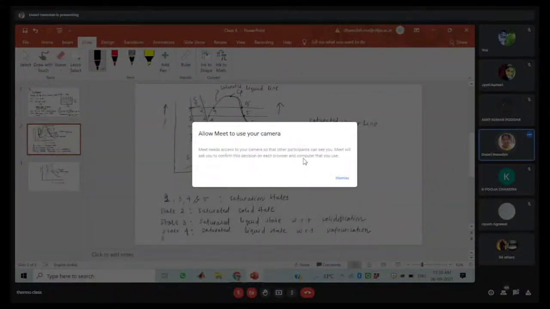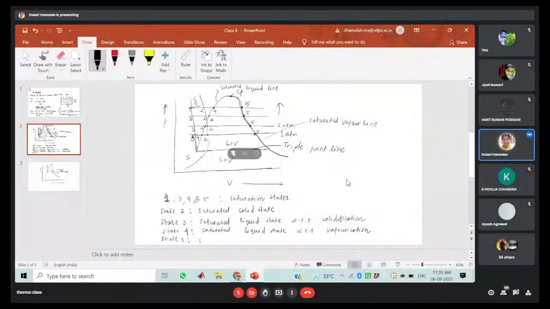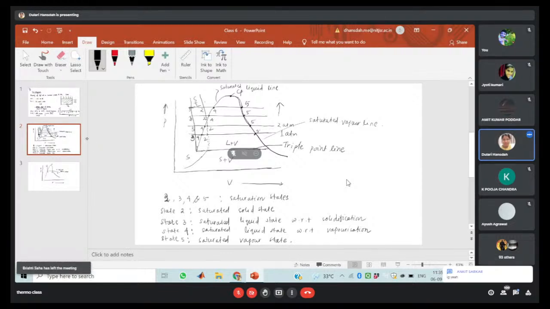So now state 5 is known as your saturated vapor state. Okay. So saturated vapor state means the state when you are condensing the pure substance, at that time it will convert into the liquid. So this is known as your saturated vapor state.